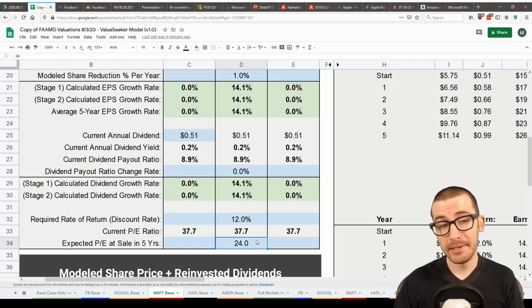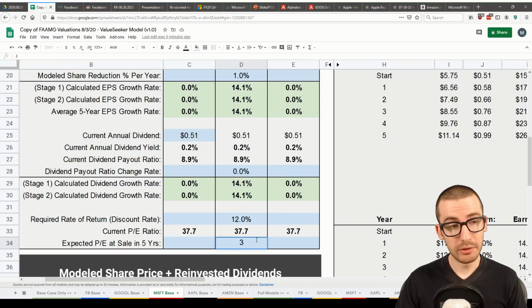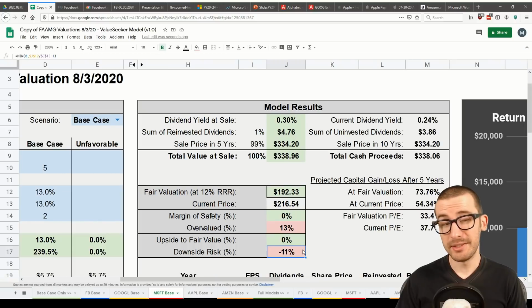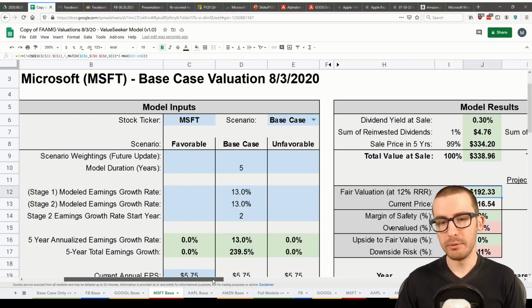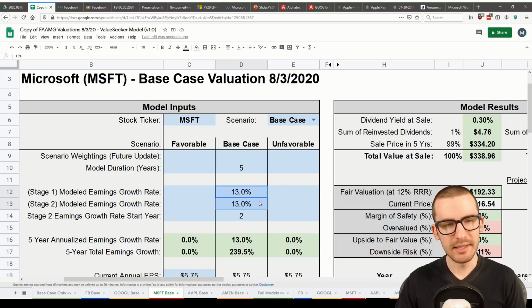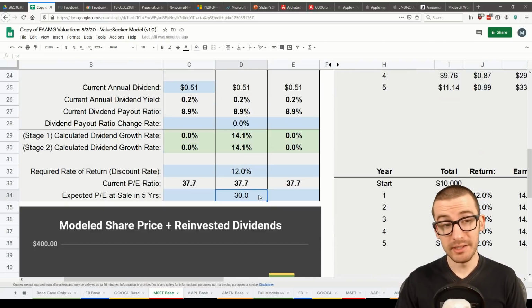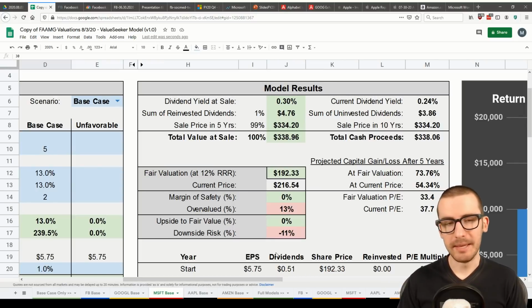However, if, let's say, based on your analysis, that a proper price to earnings multiple might be actually closer to 30 for Microsoft, then that downside risk starts to look a lot more reasonable compared to the current price, as the fair valuation has increased now to $192. This does, however, put a little bit more risk in your assumptions, as you have to assume that Microsoft indeed does hit these 13% growth rates, but in addition to that, that investors 5 years from now will be willing to pay 30 times earnings for Microsoft's earnings at that point. So those are just some things to keep in mind.